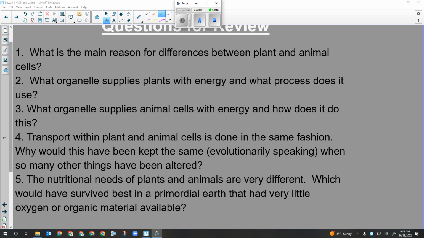What would be the 3 words? Modes of nutrition. Yep, absolutely. That's why there are differences between plant and animal cells. They have different modes of nutrition. How they get their energy is different.